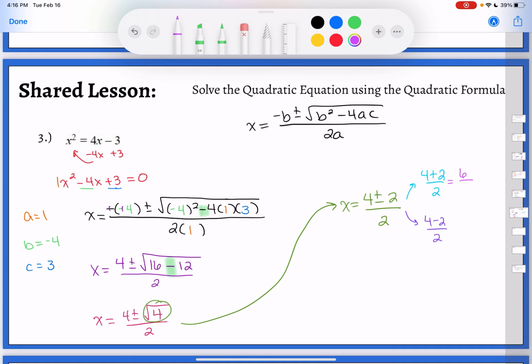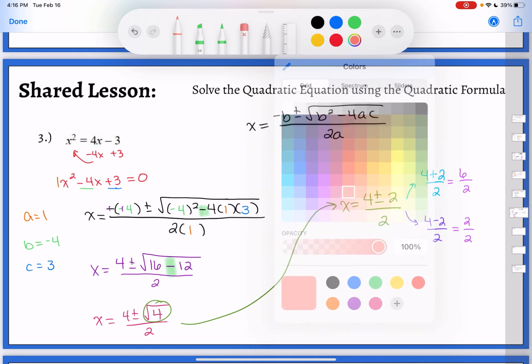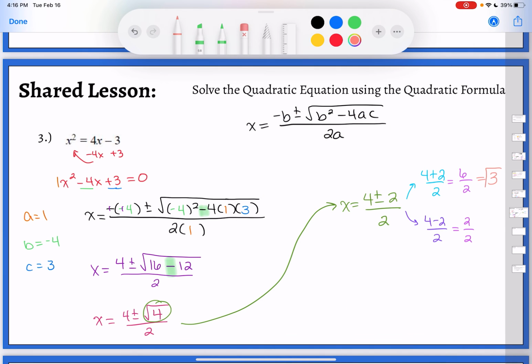4 plus 2 is 6, so I have 6 over 2 on the top. 4 minus 2 is 2, so I have 2 over 2 on the bottom. 6 over 2 is 3 as one of my answers. 2 over 2 is 1 as my other answer. So 3 and 1 are my two answers for this quadratic equation.